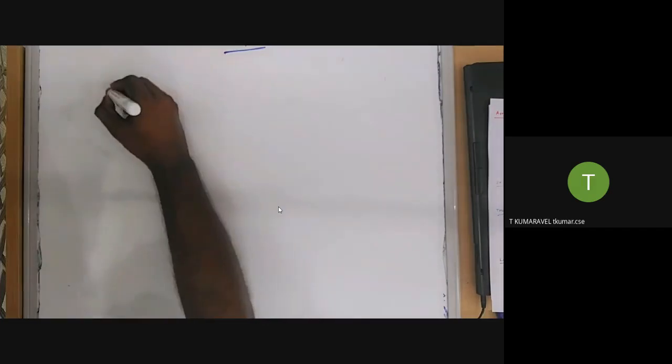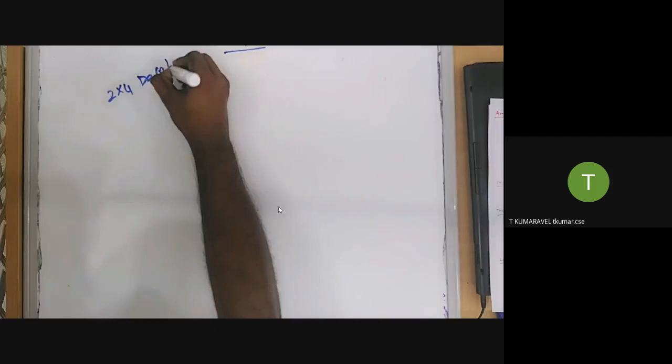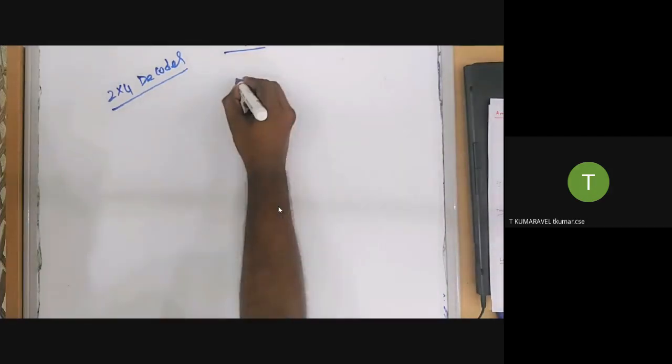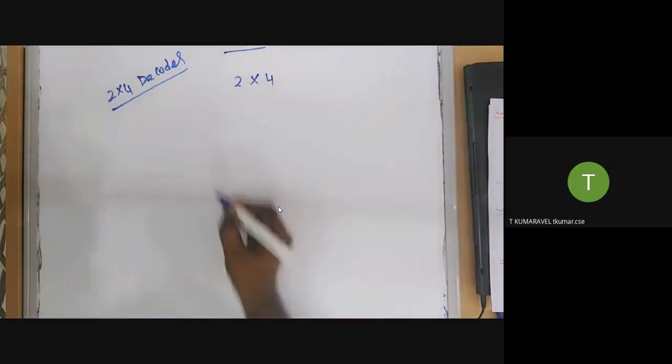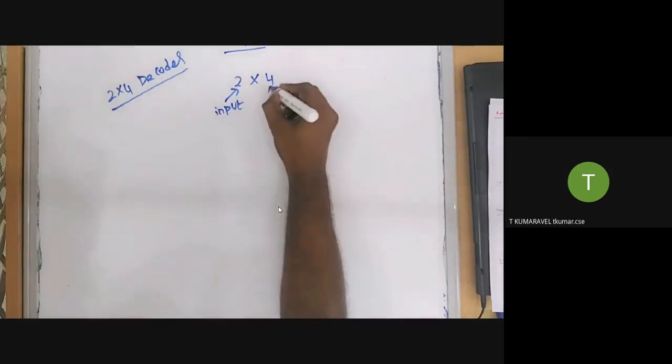Let's see how we are going to implement the 2 by 4 decoder and how we are going to implement the 3 by 8 decoder. Let's see one by one. First, I'm going to take the 2 by 4 decoder. From the name itself you can easily understand: 2 is nothing but input and 4 is nothing but output.